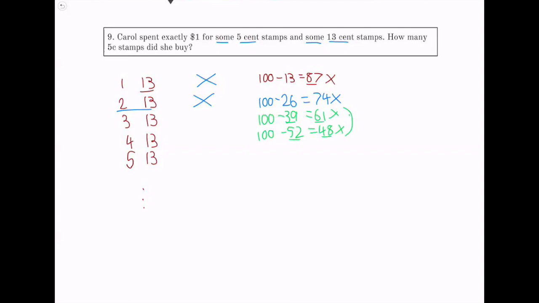But 13 actually does work. What's 5 times 13? 65. If you subtract 65, we're left with 35. And 35 is indeed a multiple of 5. So that means we can have 7 5-cent stamps. That means the answer is 7.